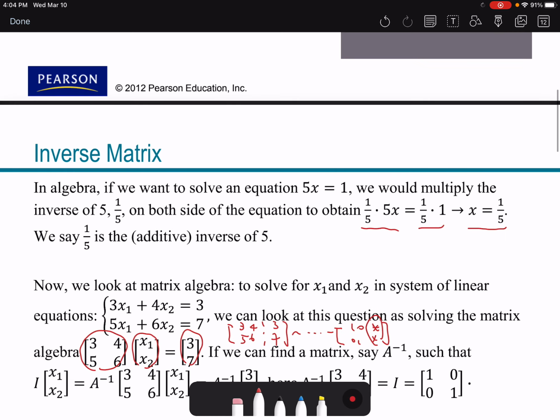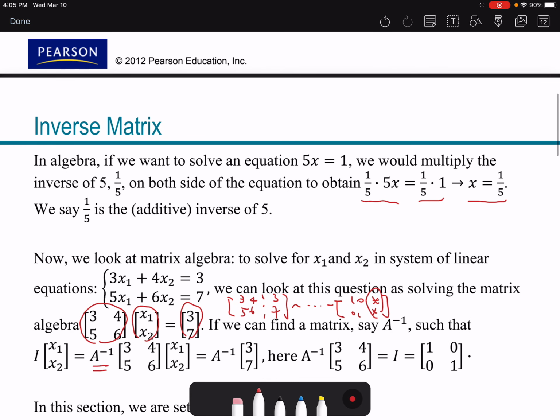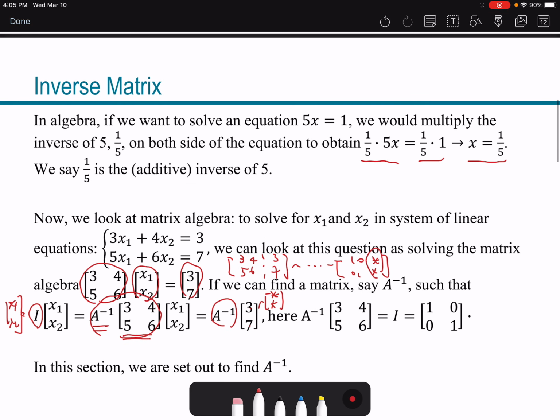If we can find a matrix, say A inverse, such that A inverse times 3, 4, 5, 6 results in an identity matrix, then the left-hand side is simply equal to x1, x2. And the right-hand side is simply this matrix times 3, 7, which results in a 2x1 matrix. Then we will have x1, x2 equal to this. That will be the answer to the system of linear equations. So our goal now is to try to find this A inverse.